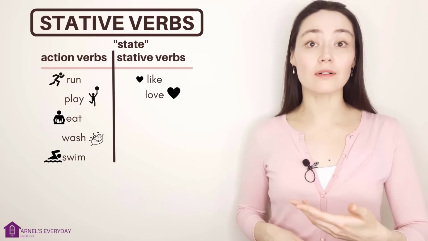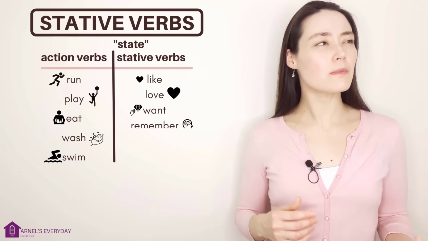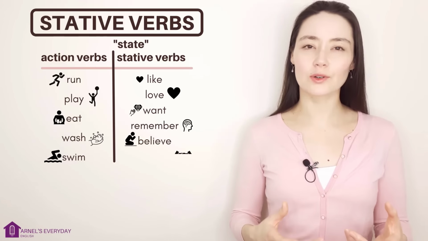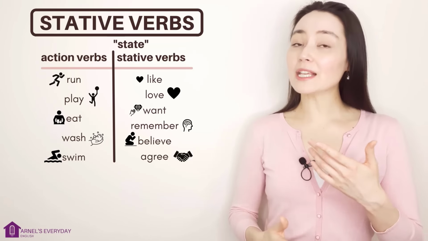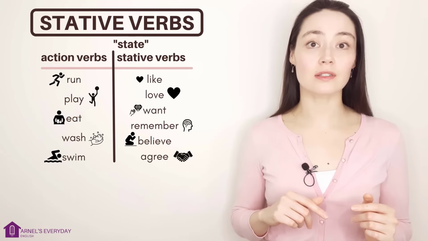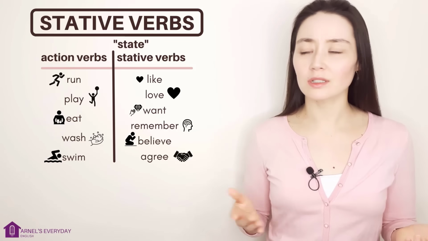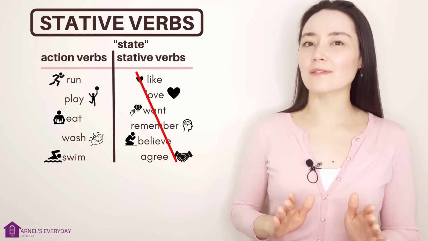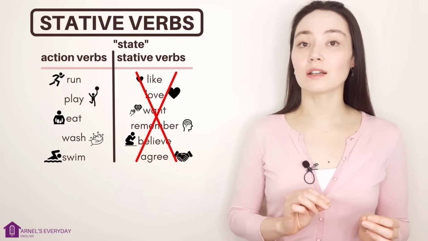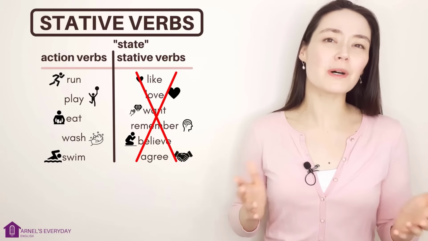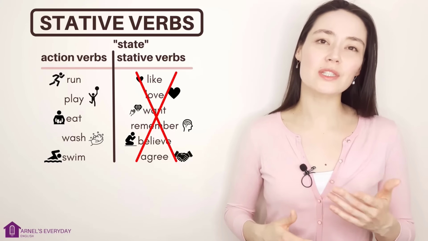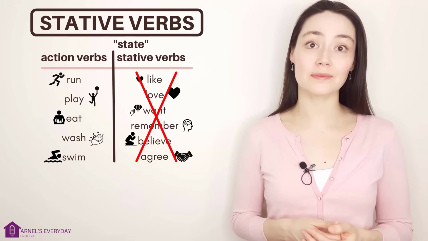Like, love, want, remember, believe, agree. These are stative verbs. Stative verbs express our emotions and our thoughts. Why is this important? Because we don't use stative verbs in continuous tenses. Of course, there could be some exceptions, but as a general rule, don't use stative verbs with continuous tenses.